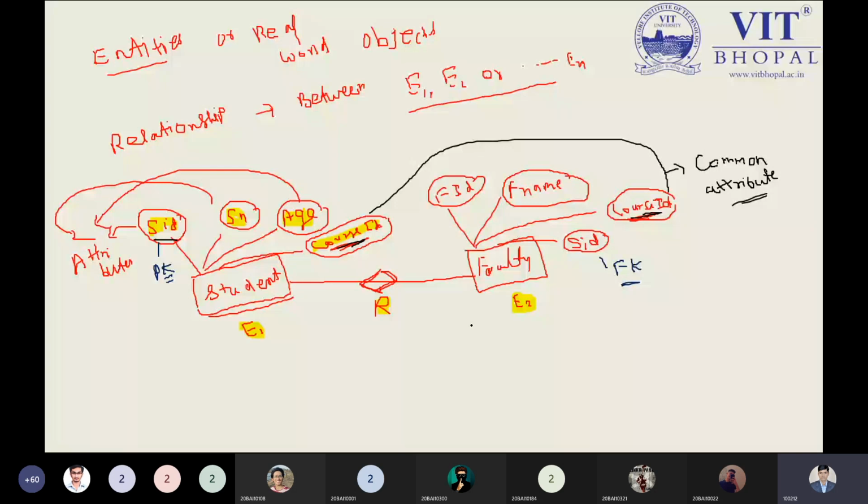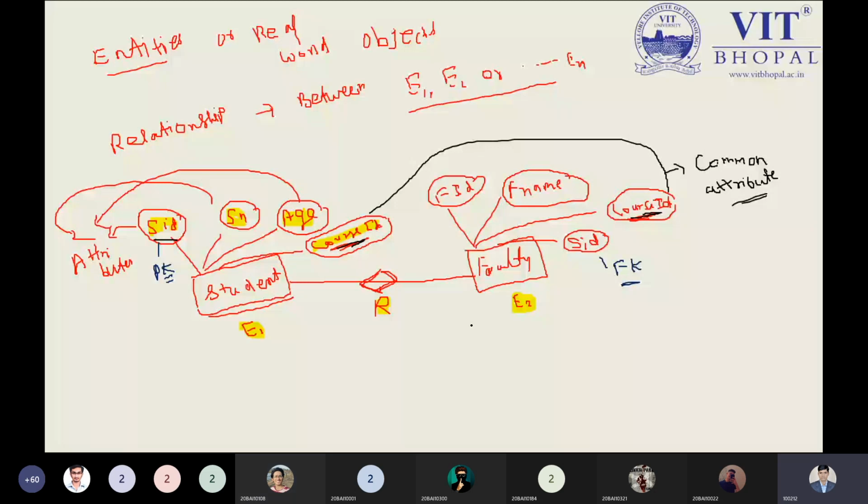Suppose I'm not putting the student ID and the course ID, and I'm just putting the faculty ID and faculty name. How can we make the relation? Can you tell me right now? How can we make the relation? So at least one common attribute is required.